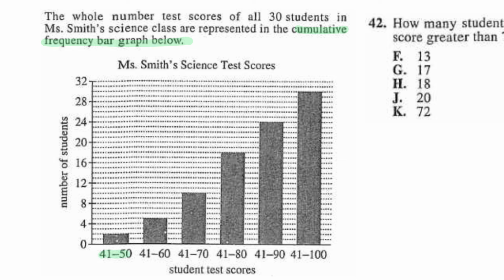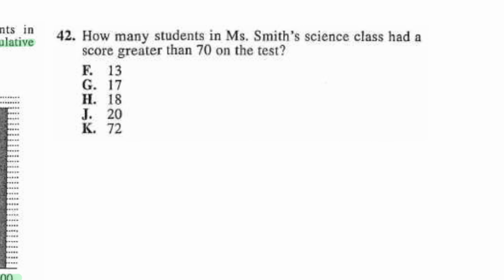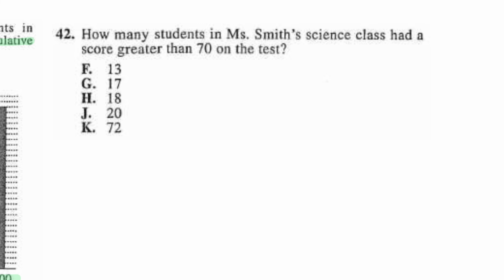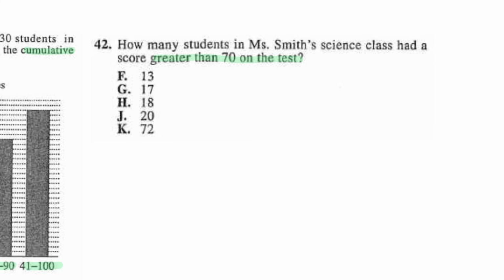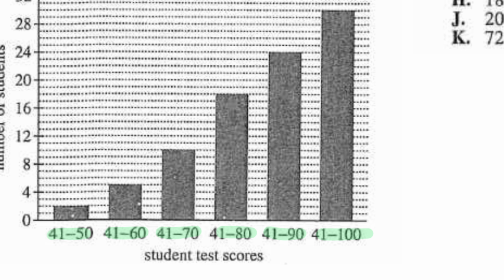So as we look at these, it even tells you on the bottom, these are our values between 41 and 70, 41 and 80, 41 and 90, so on and so forth. So it says in our question, how many students in Miss Smith's science class had a score greater than 70 on the test. So as we look at this table, instead of trying to calculate how many had over a 70, what I would rather do on a cumulative frequency is to see how many people had test scores lower than 70.